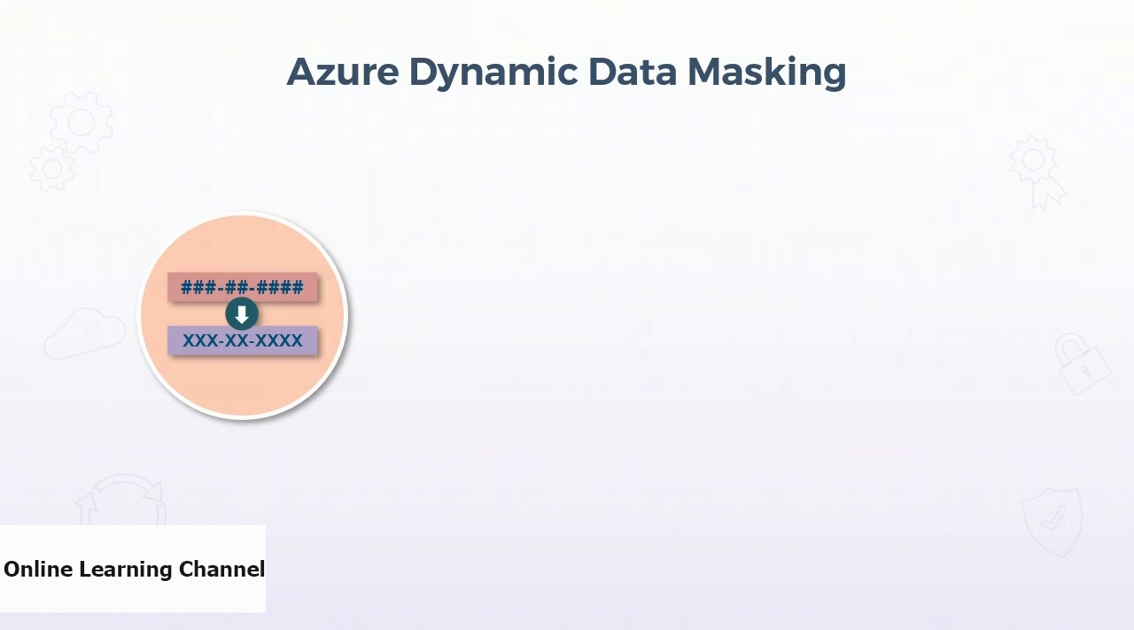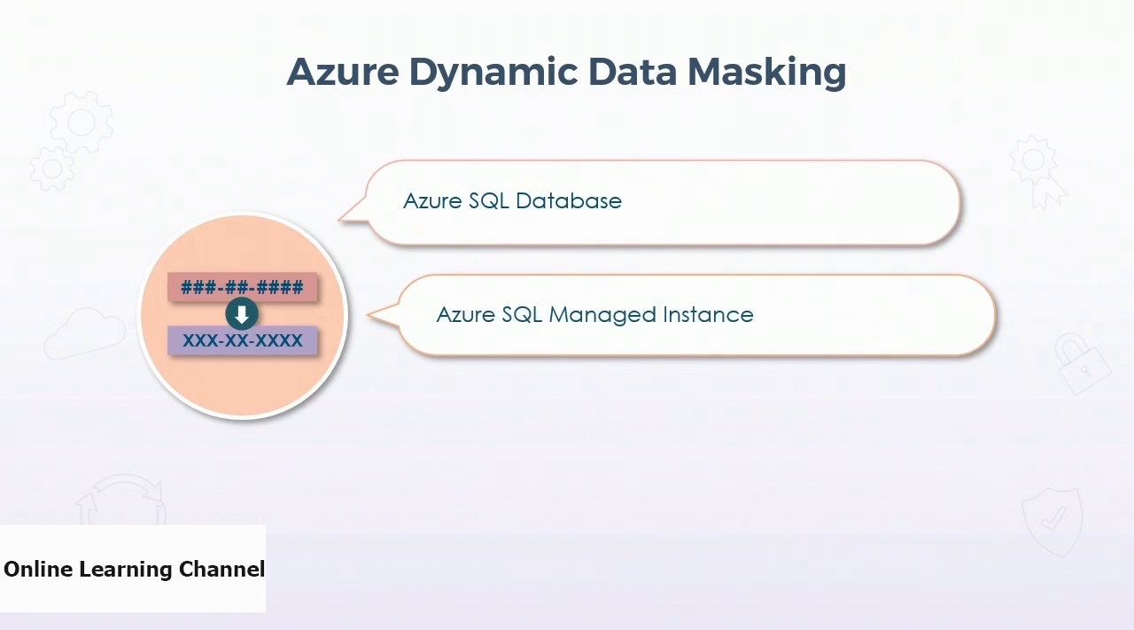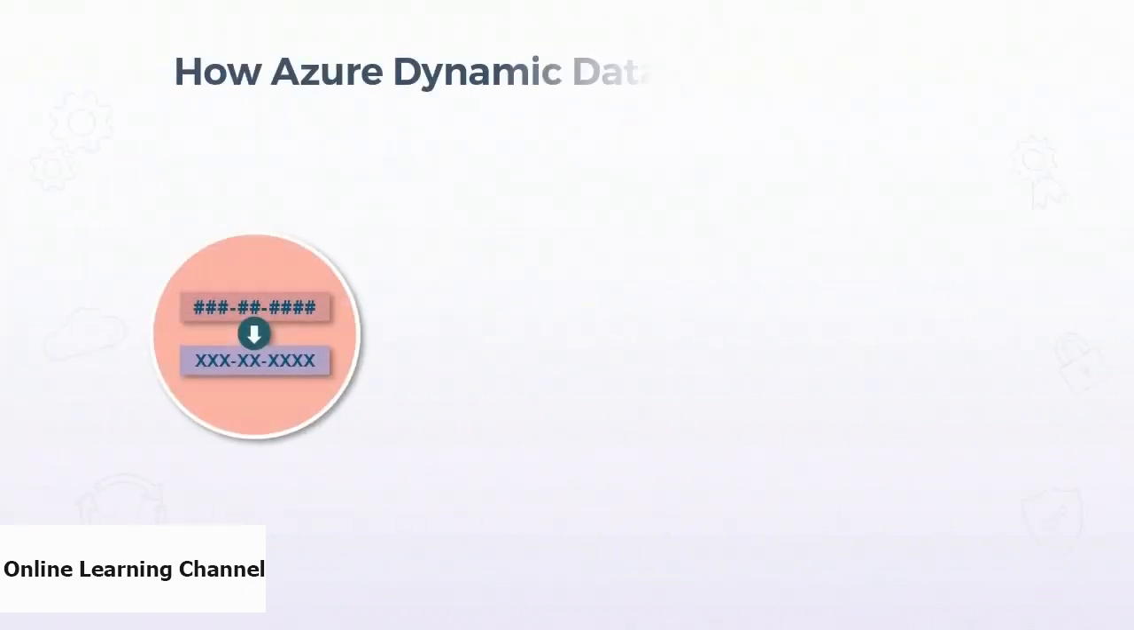Now, data masking isn't available in all Azure data services, though. So when we talk about dynamic data masking, we're really talking about using it in an Azure SQL database, an Azure SQL managed instance, and Azure Synapse Analytics. So how does dynamic data masking work exactly?